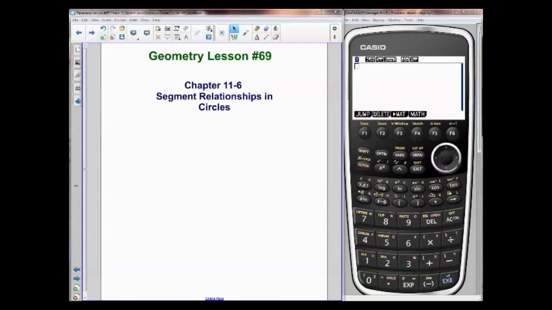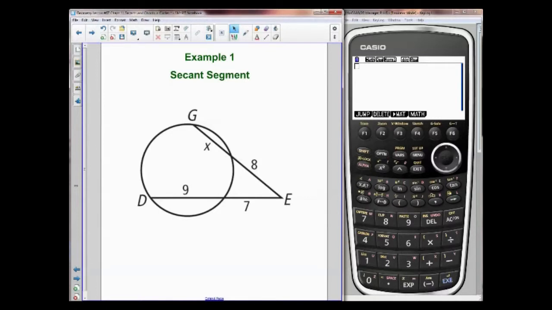All right. So what we have is secants and circles. This is part 2 of chapter 11-6. And just like we did in chords, we're going to look at the basic definition. We're not going to get too in depth. So I just have 3 quick examples.